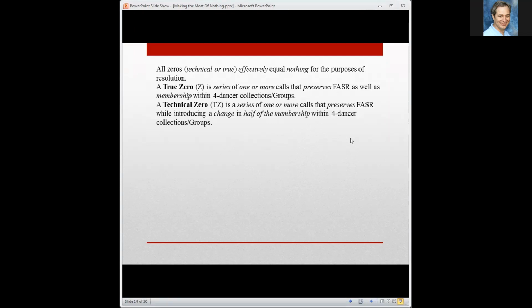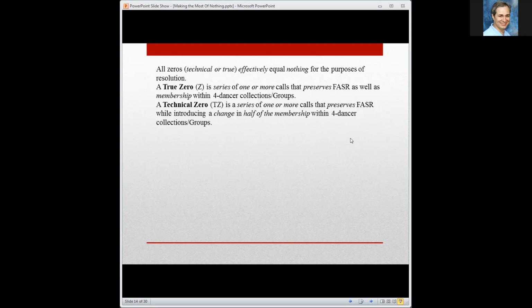A true zero is a series of one or more calls that preserves the phaser as well as the membership within a four dancer collection or group. So in other words, four people on one side of the square, that's a group or a collection of four dancers, or I used to call it a foursome. Those people over there, if you move people around and then reunite all of those four people, you've created the conditions such that you could create a true zero by reconstructing whatever phaser you began with.